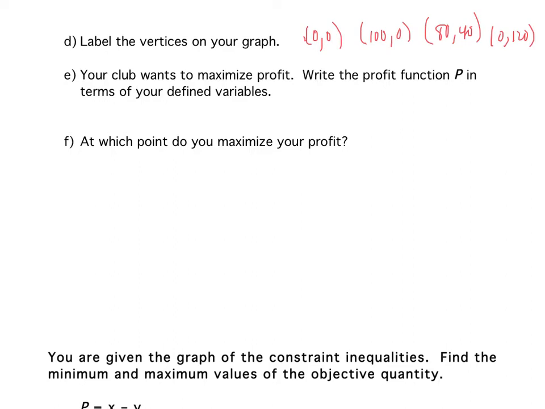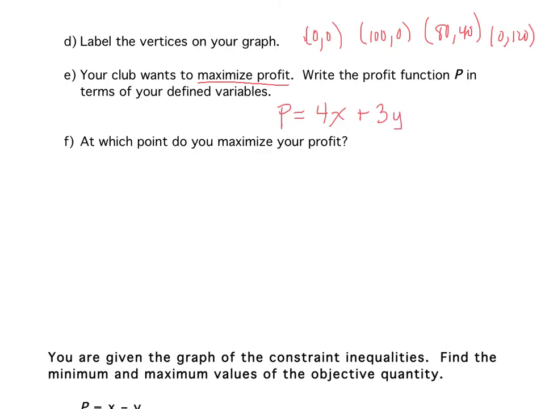Now our club wants to maximize the profit that it makes from the fundraiser. So our goal is to write a profit function. We're going to use P in order to do that in terms of our defined variables of number of t-shirts and caps. So P is going to equal, and here's the tricky part that you've got to keep in mind, we're buying our t-shirts for $8 and selling them for $12, so we actually make $4 per shirt, and then we're buying the baseball caps for $4 and selling them for $7, so $3 per cap.